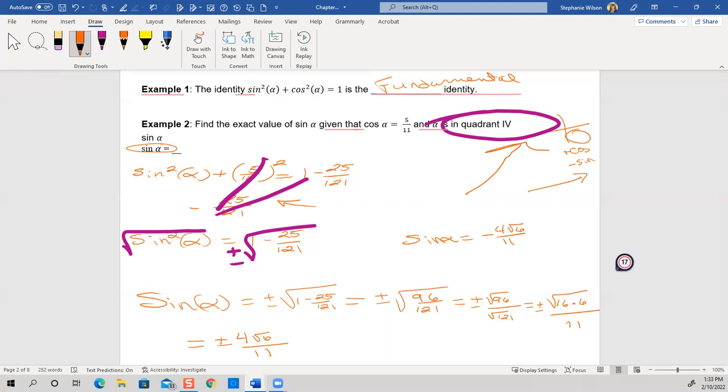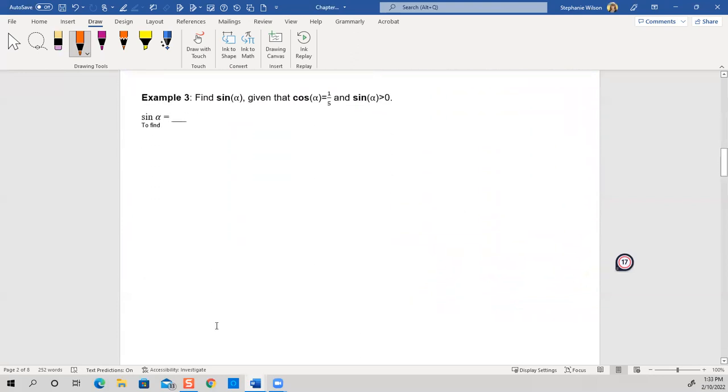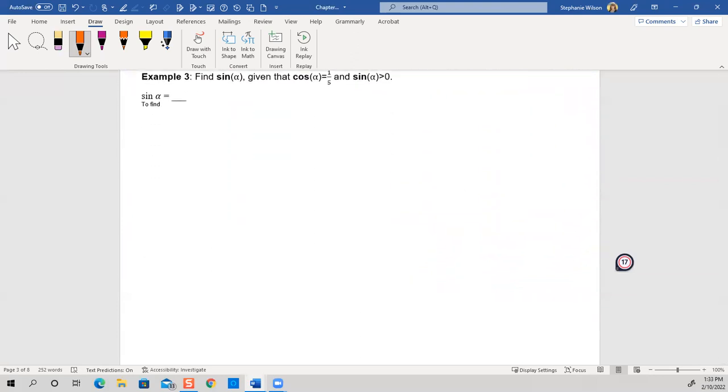So let's do number 3. Number 3 states that we're going to find sine alpha given that cosine alpha is 1/5 and sine alpha is greater than 0. So that means it's going to be positive, right? Because any number greater than 0 is positive. Okay, so let's find it.